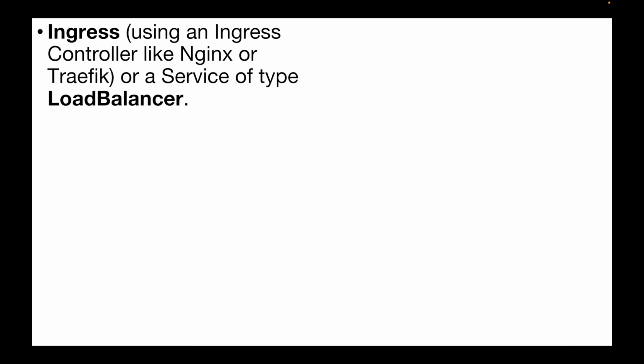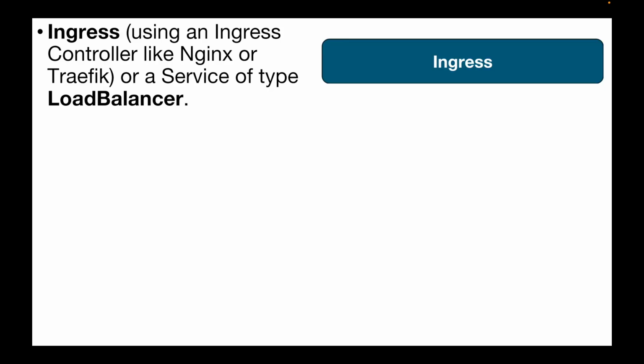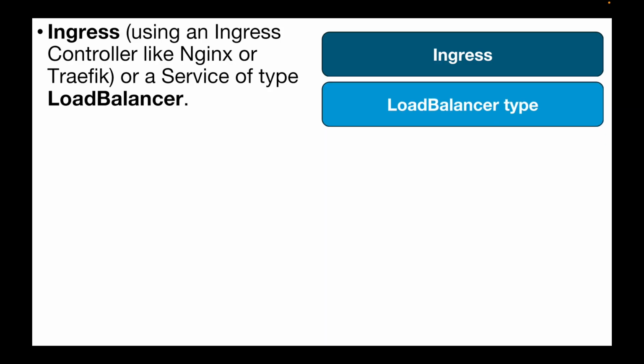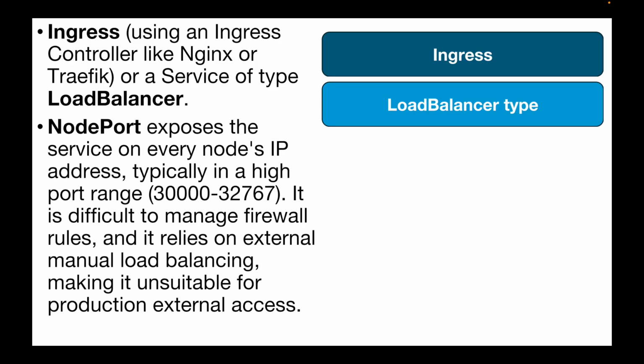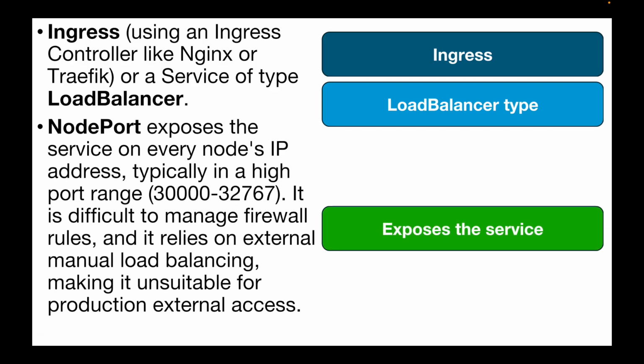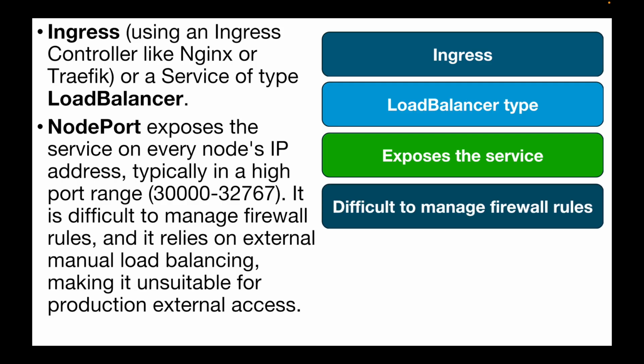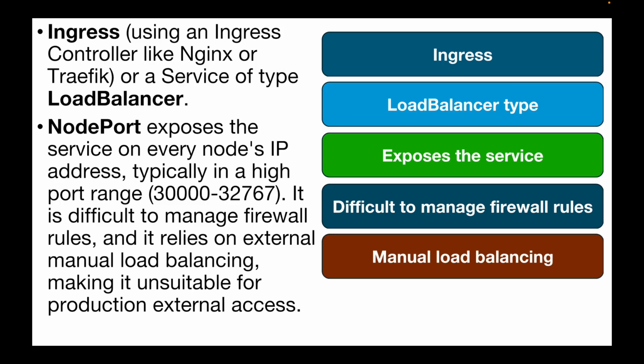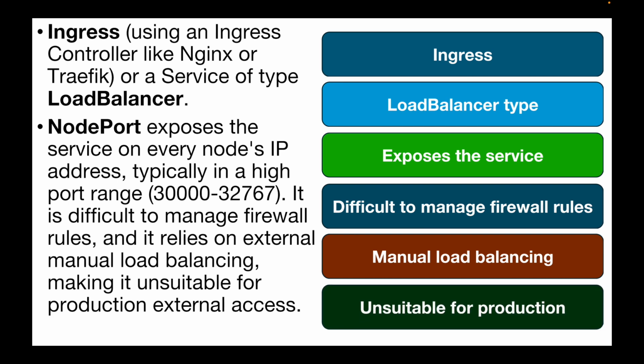So for this, we can make use of an Ingress, usually an ingress controller like Nginx or Traefik, or a Service of type LoadBalancer. If you're on AWS, then you can make use of the Application Load Balancer. NodePort is generally discouraged because it exposes the service on every node's IP address, typically in a high port range. This makes it very difficult to manage firewall rules, and it relies on external manual load balancing, making it very unsuitable for production external access. So that's where it is recommended to make use of a Service of type LoadBalancer and not NodePort if you're exposing your containers on the public internet.